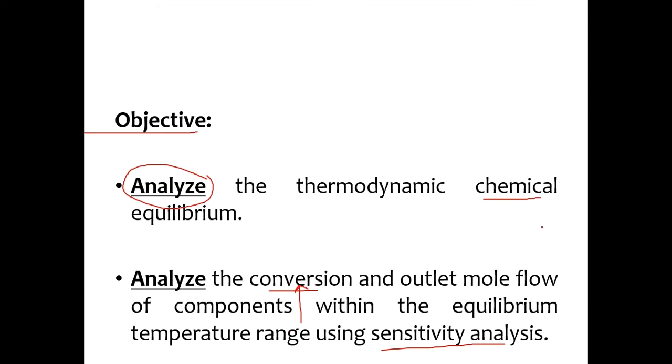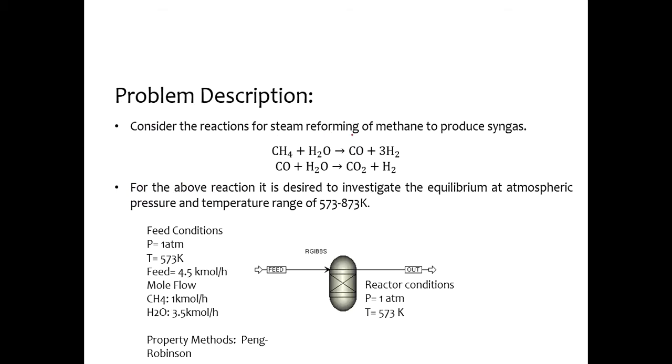So this is a famous reaction of steam reforming of methane to produce syngas. CH4, which is methane, reacts with steam, same formula obviously, and carbon monoxide and 3 moles of hydrogen are produced. Then this carbon monoxide reacts with steam to form carbon dioxide and hydrogen.